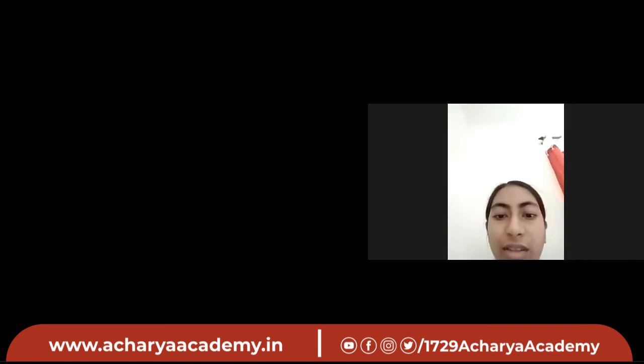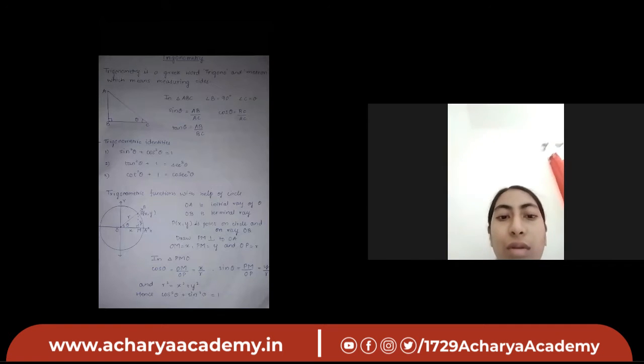P is on the circle and on the ray OB. So to find the trigonometric functions with the help of circles, we have to draw a perpendicular from point P on the x-axis, which we will name as M. So here in the figure you can see OM is x, which is the x coordinate of point P.